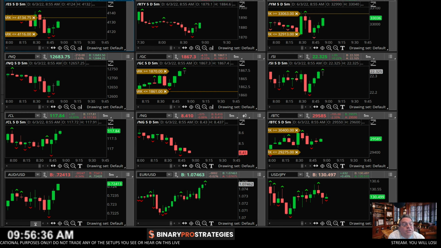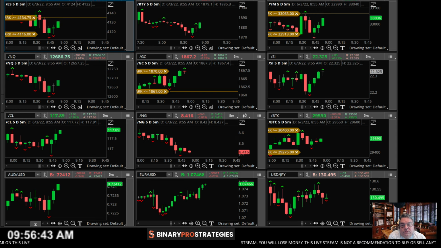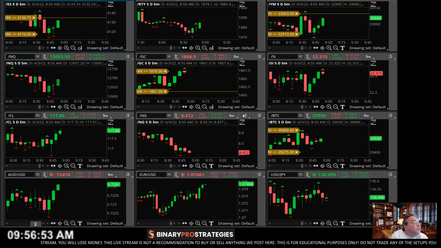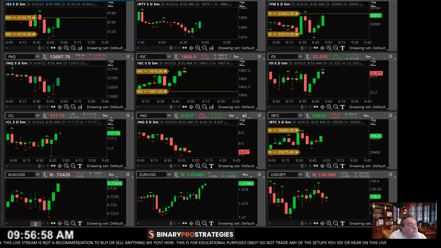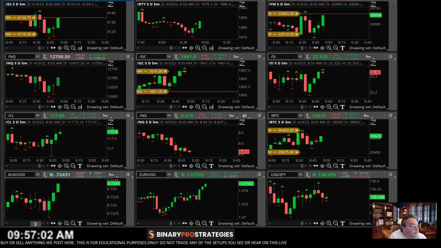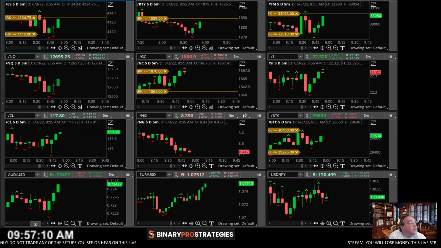RTY just hit buy, so RTY now is a buy, which is your small cap. Target on that small cap is going to bring us up to 1889. If we need to reverse, we're going to reverse down here on the small cap at 1874.